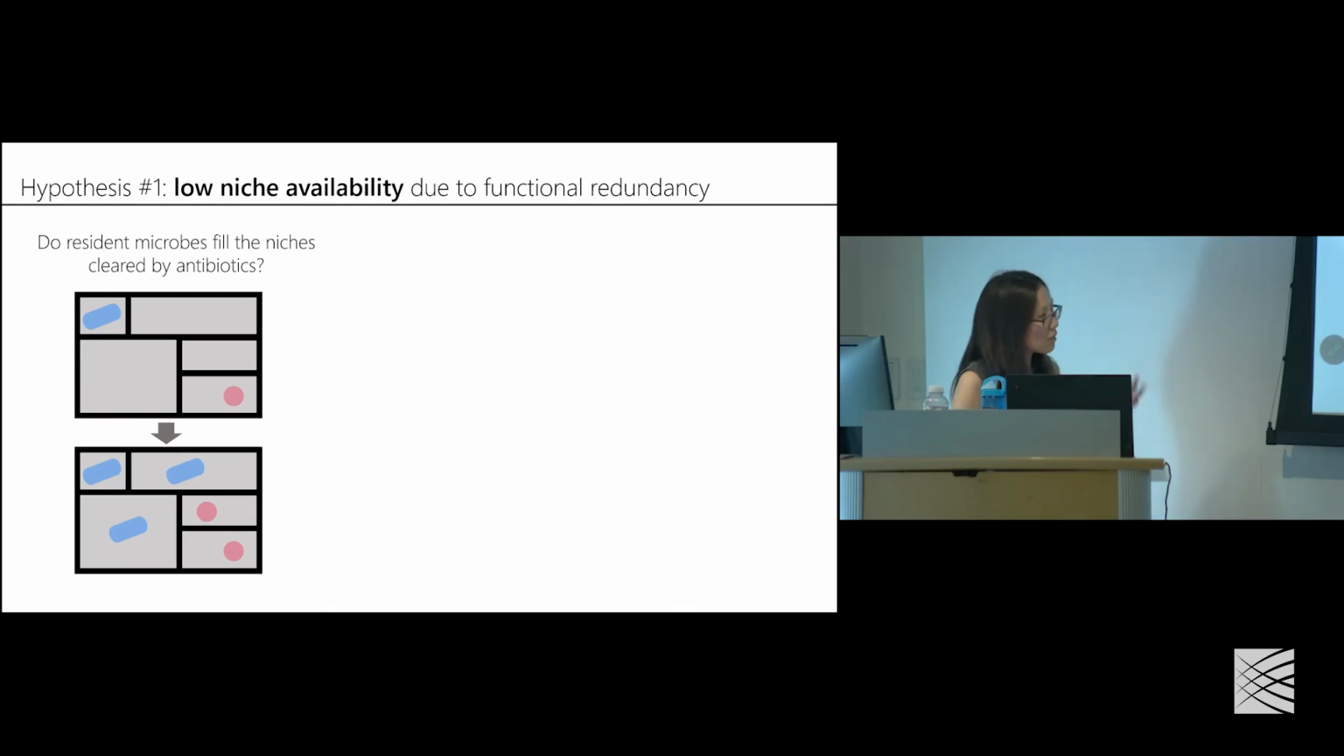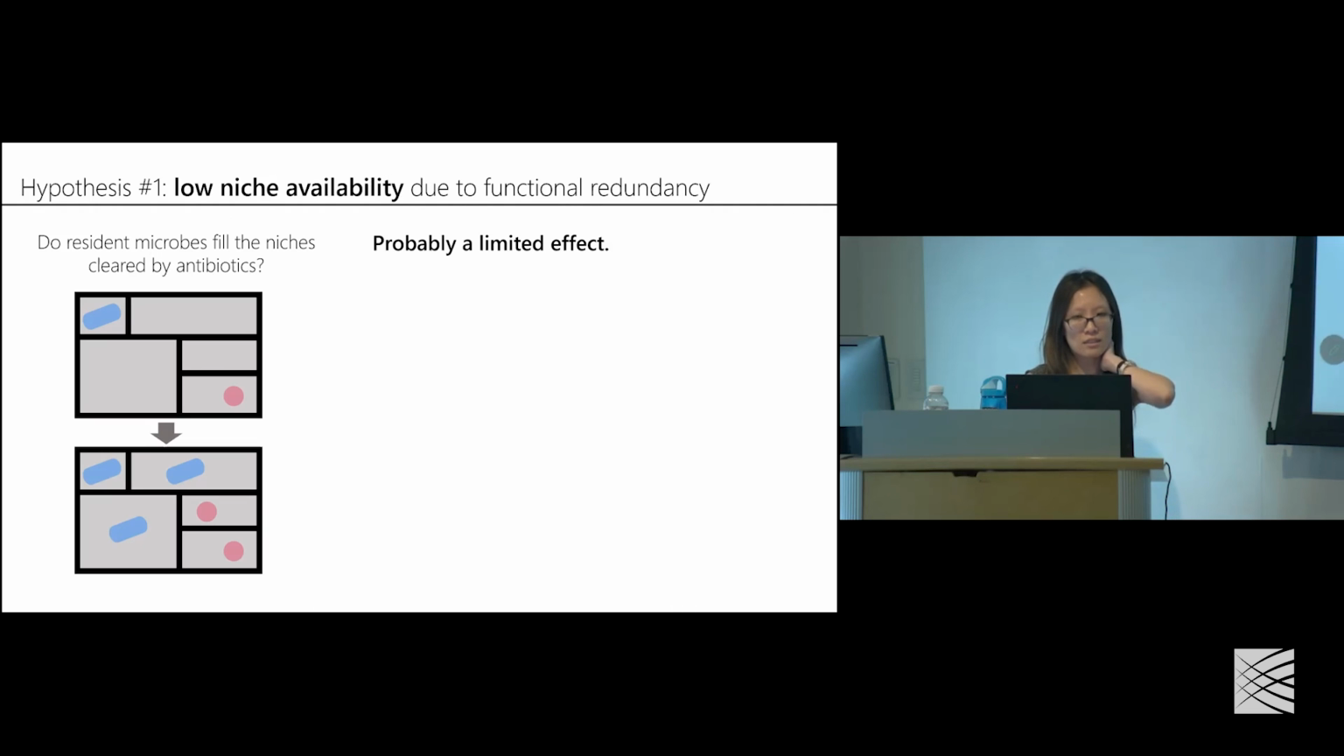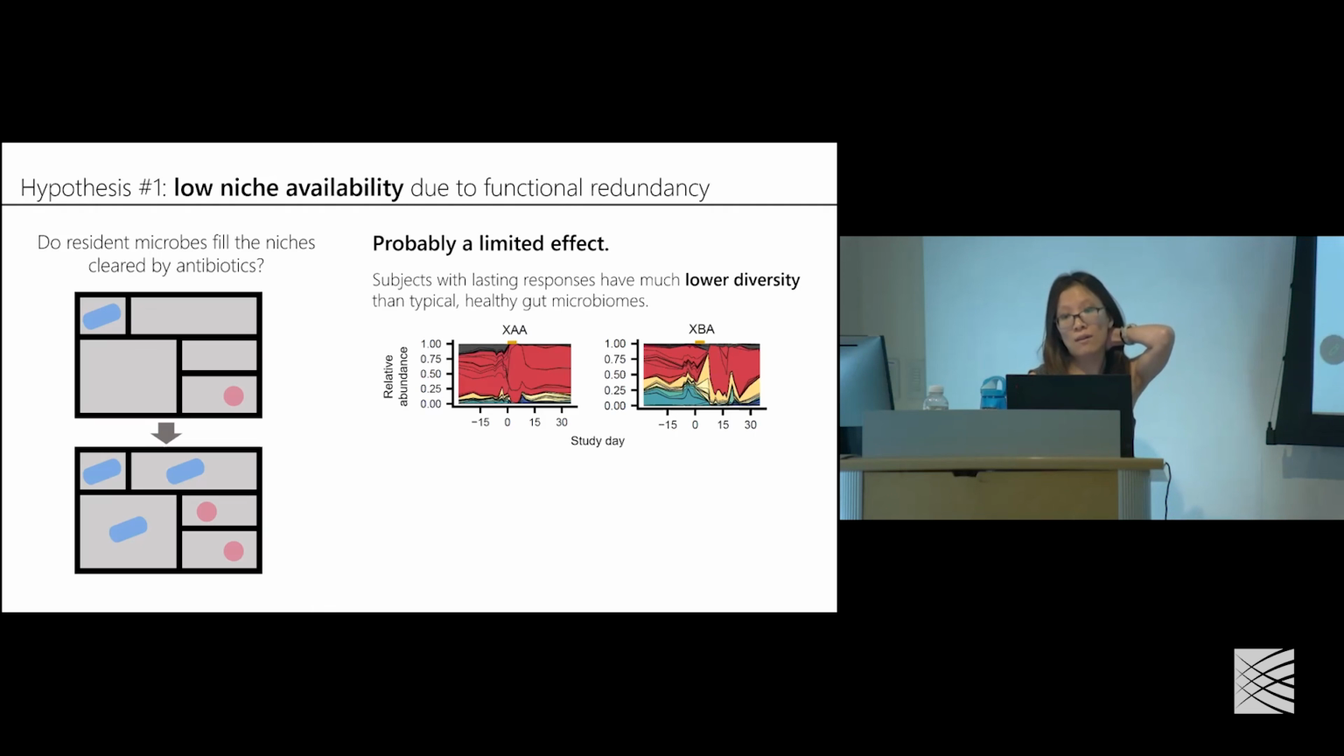There is certainly known to be a lot of functional redundancy. Many species can use the same resources. We tend to think that this probably doesn't explain all of the data that we're seeing. Some of the subjects who have lasting antibiotic responses just have this kind of odd oligocolonization. They have very low microbiome diversity compared to typical healthy gut microbiomes. If a subset of species could typically fulfill all of the roles of the microbiome, we would expect to see lower diversity within non-perturbed individuals, but that's not what we see.